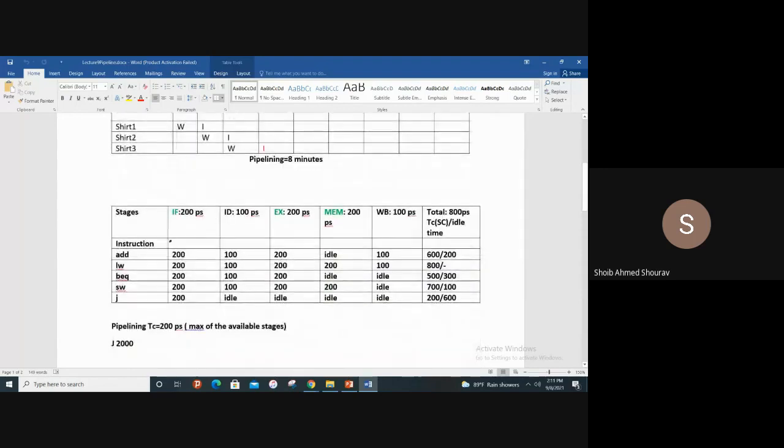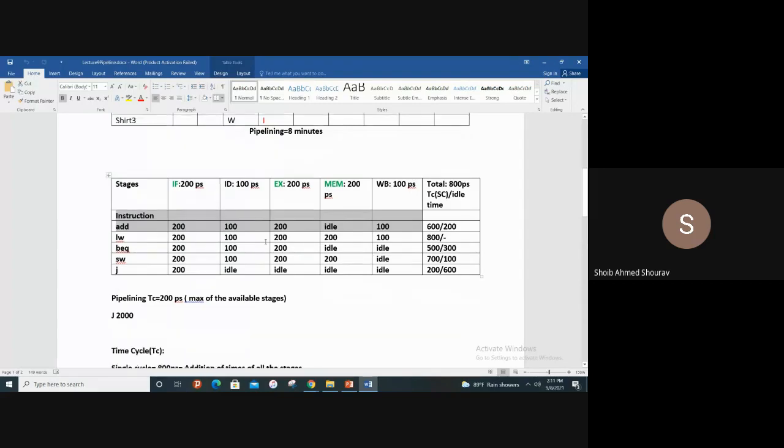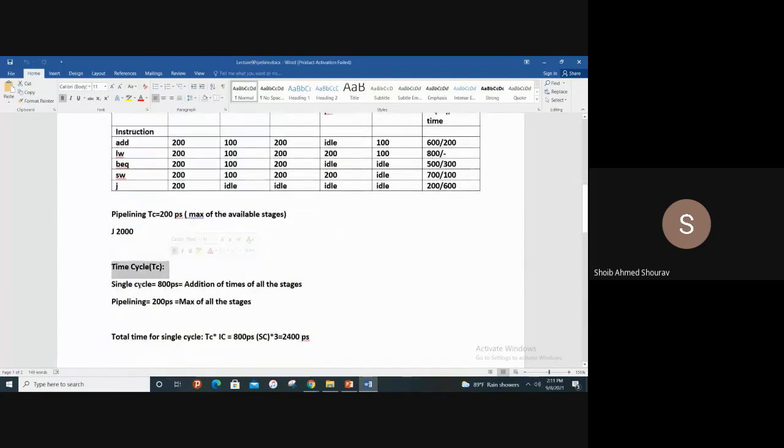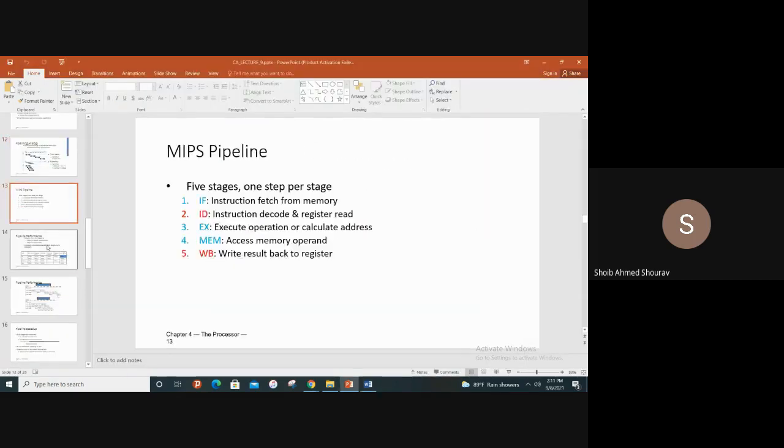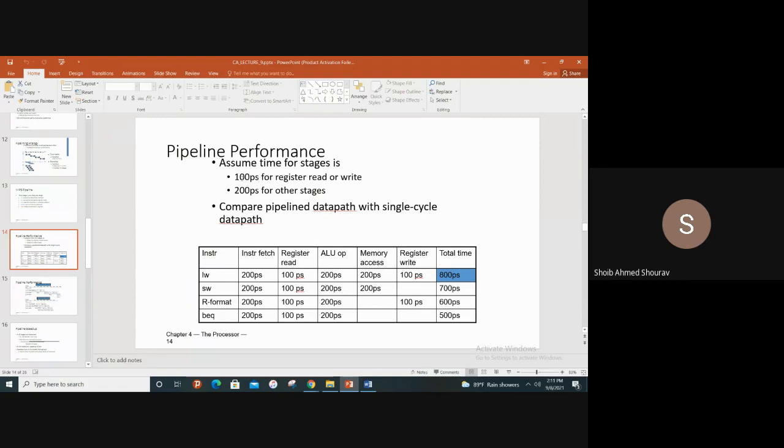Then we have seen the number of instructions and the amount of time each takes in single cycle. Like in single cycle, add takes 600 picoseconds, load word 800, in this way. We have seen how to find the time cycle for single cycle and pipelining, if the time is given for each of the five stages. These are the five stages: IF, ID, EX, MEM, WB. And the time for the five stages was like this: 100 picoseconds for register read and write, and 200 picoseconds for the other stages.